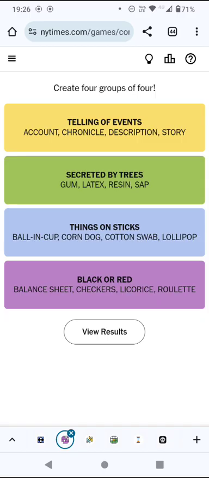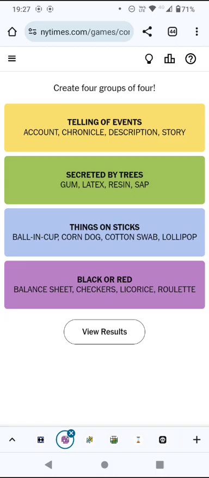Black and red. Oh, I suppose balance sheet, you have negative numbers in red. Checkers. I've only played checkers. When I think of checkers, I think of it being played on a chessboard. But I suppose the pieces are black and red. Possibly. Okay. Roulette is black and red. I should have recognised that. I don't think I knew that licorice was black and red, so I was never going to get that. That was a tricky one.